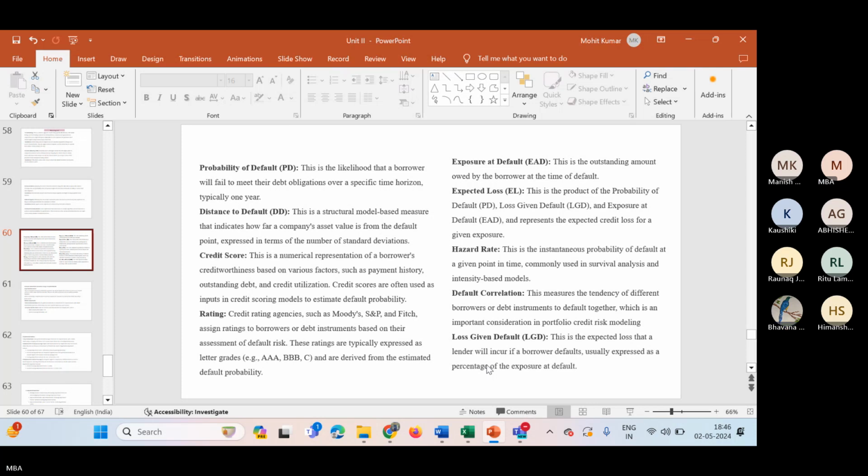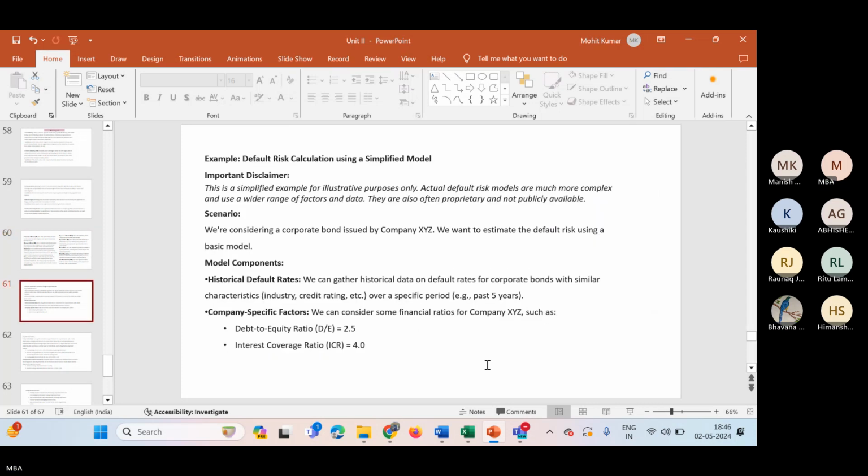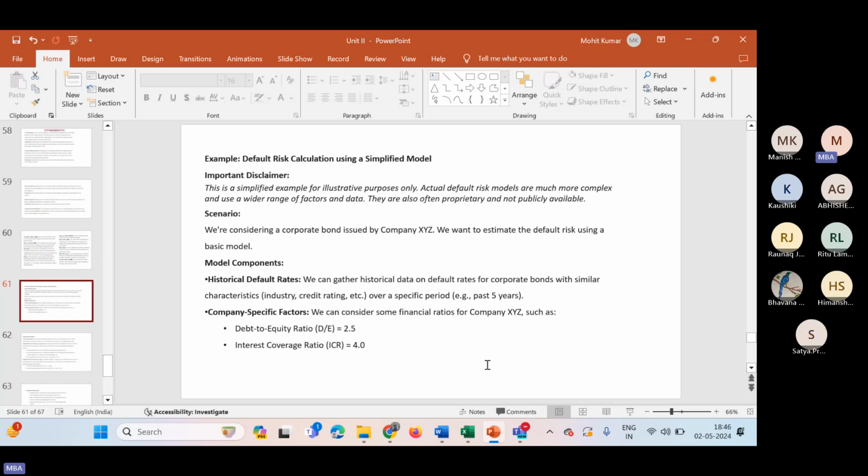Now let's see just this one example. A very simple example. That's why I gave it in bold and italic. This is a simplified example for illustrative purposes only. Actual default risk models are much more complex and use a wider range of factors and data. They're also often proprietary and not publicly available. So I just made a simple model from my side to make you understand how these different scenarios can be used to understand default probability.